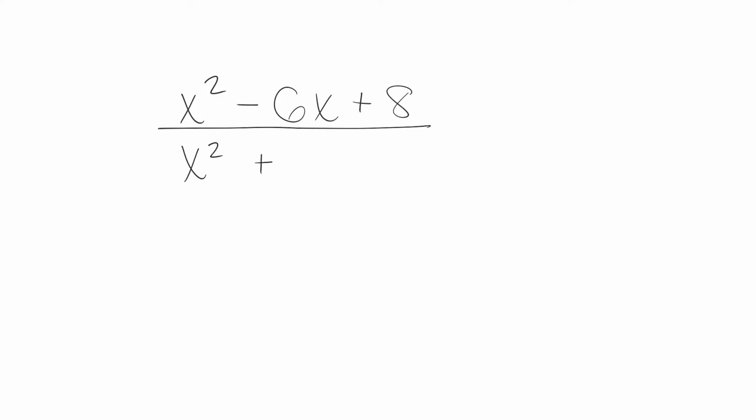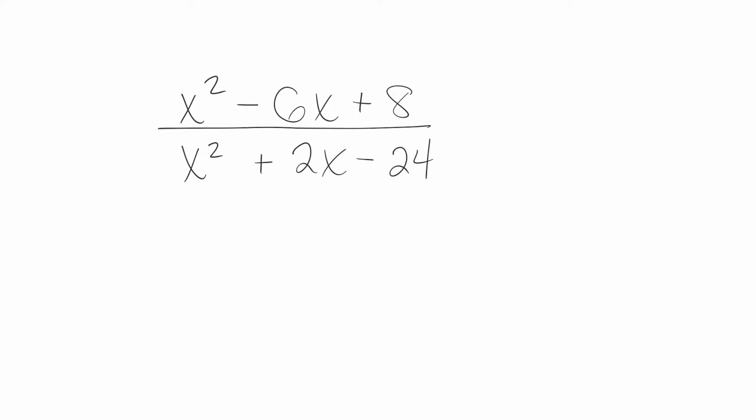Okay, so let's take a look. Let's start with something like this: x squared minus 6x plus 8 over x squared plus 2x minus 24.